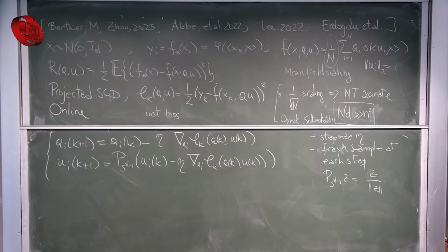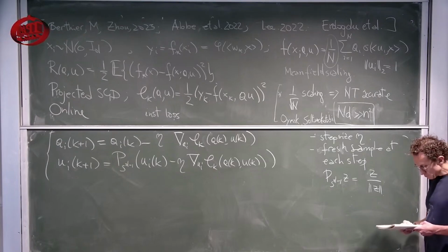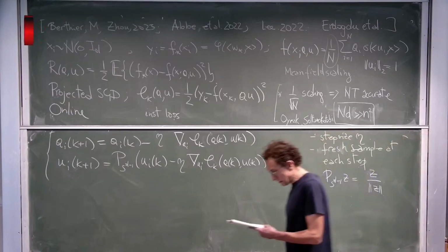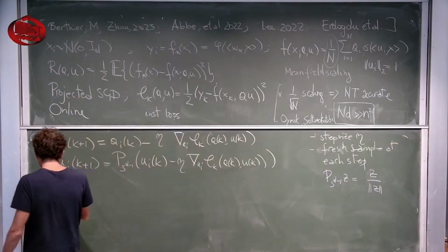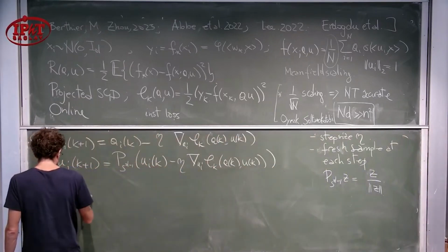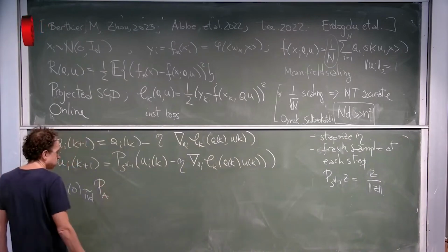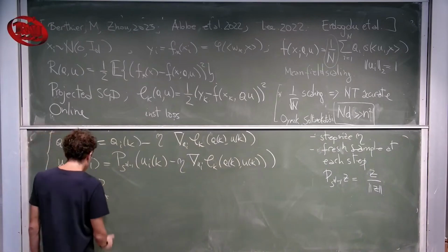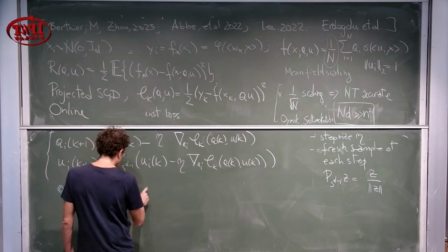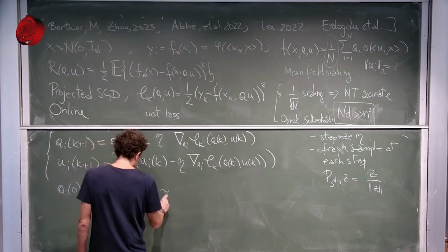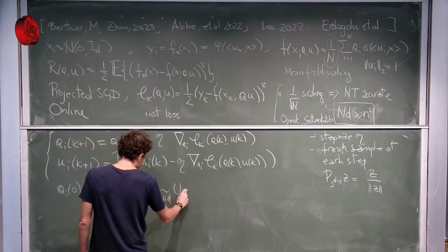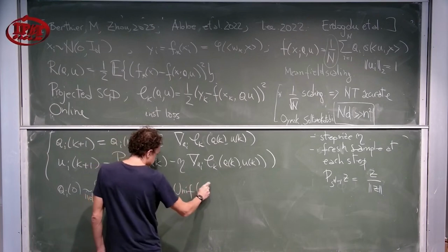I want to analyze this, and I want to analyze it with initialization: the a_i at 0 are i.i.d. from some distribution, which can be arbitrary, and then the u_i at 0 are i.i.d. uniform.